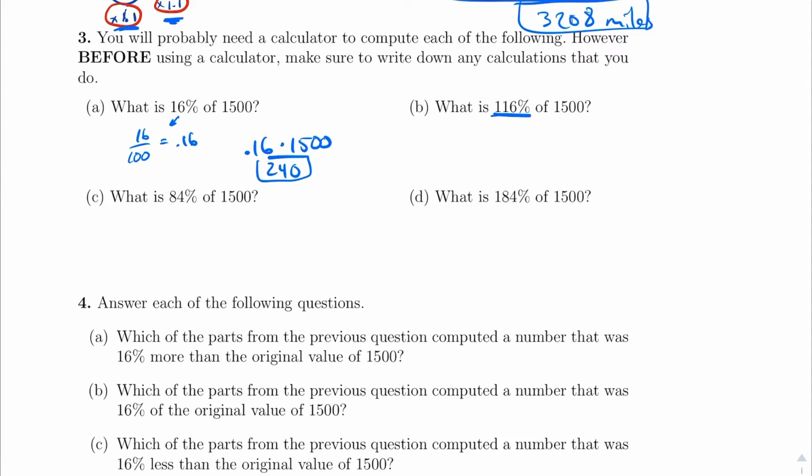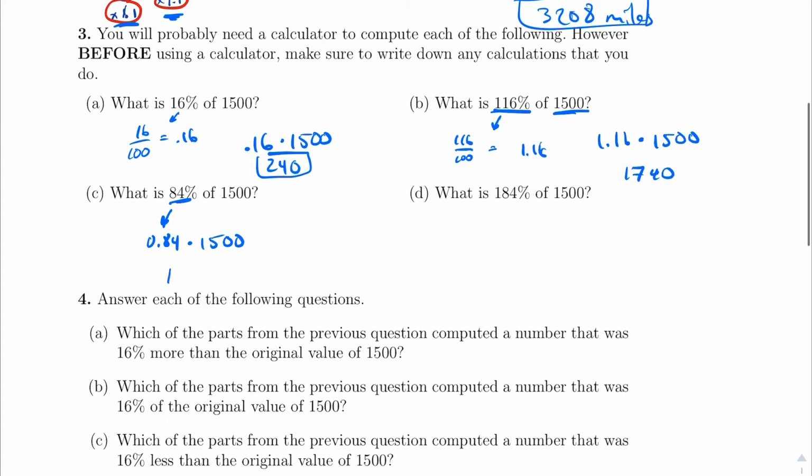What is 116% of 1,500? So this would be divided by 100, 1.16. So we do 1.16 times 1,500, and that gives us 1,740. 84% of 1,500, that's going to be 0.84 times 1,500 after doing the division by 100. So that gives us 1,260. 184% of 1,500, that's going to be 1.84 times 1,500. And I might get this one wrong, but I think that is going to be 2,760.